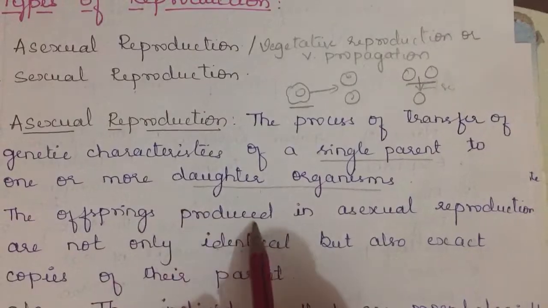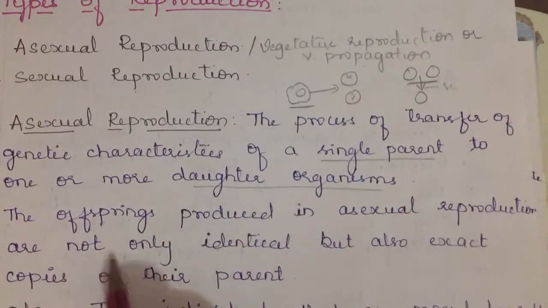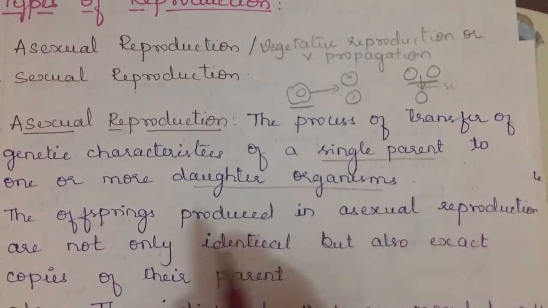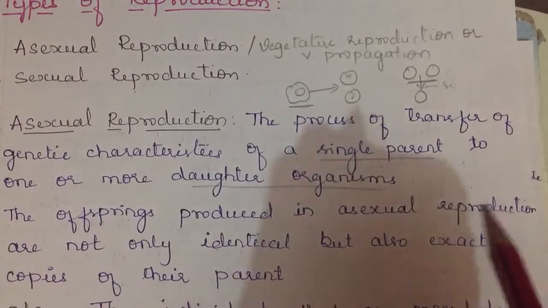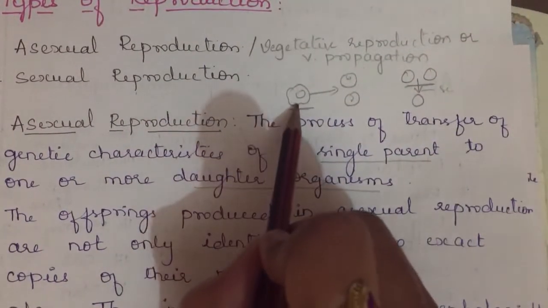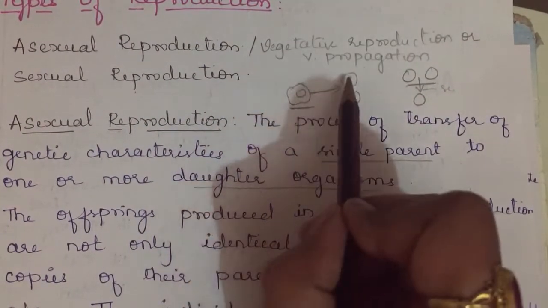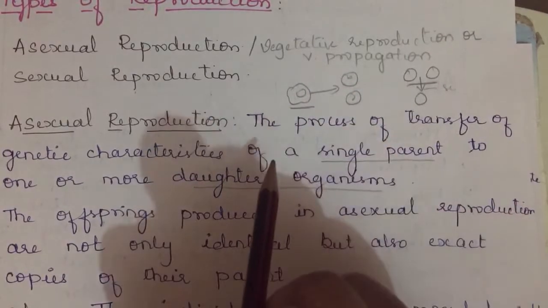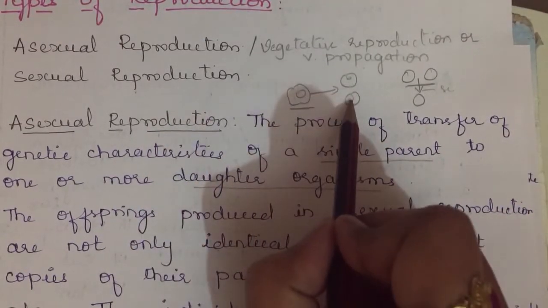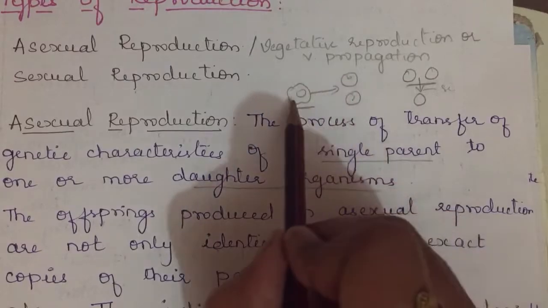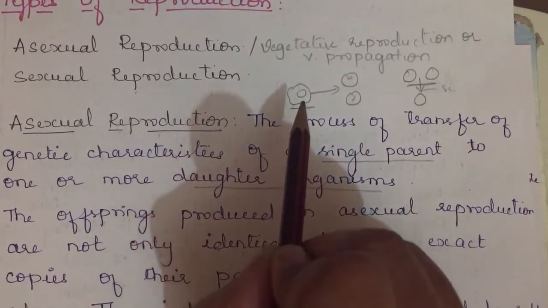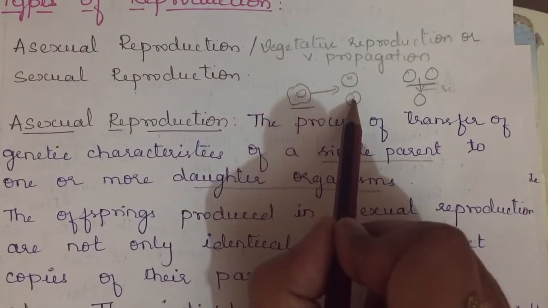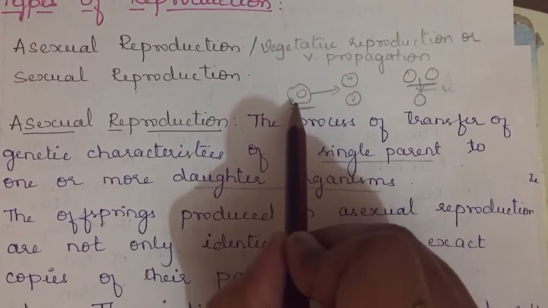Some more points regarding asexual reproduction. The offsprings produced in asexual reproduction are not only identical but also exact copies of their parent. You might have seen asexual reproduction, especially in amoeba. When the parental cell divides, two daughter cells or two daughter organisms are formed. Both the daughter organisms will be the exact copy of the parent. You can say it is a Xerox copy of the parent. Why are they exact copies?